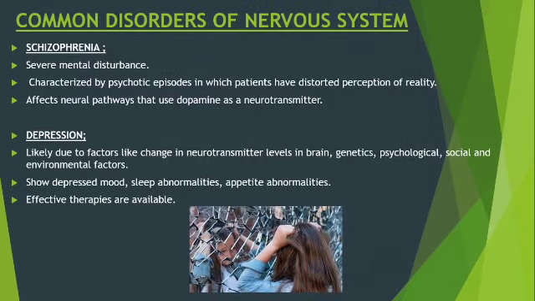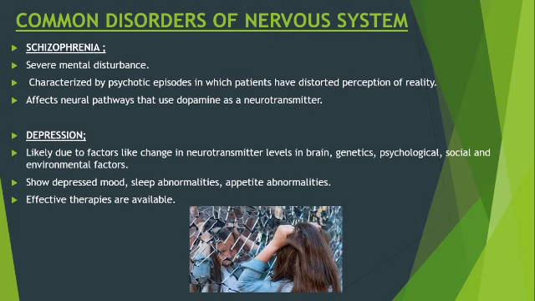So finally, we have to learn about some common disorders of the human nervous system. First one is schizophrenia. It is a severe mental disturbance which is characterized by psychotic episodes in which patients have a distorted perception of reality. They experience voices that only they can hear. They think that others are plotting to harm them. Evidence suggests that this disorder affects neural pathways that use dopamine as a neurotransmitter.